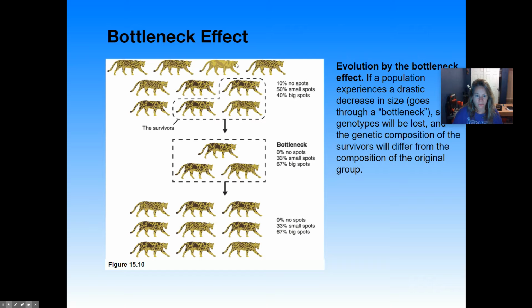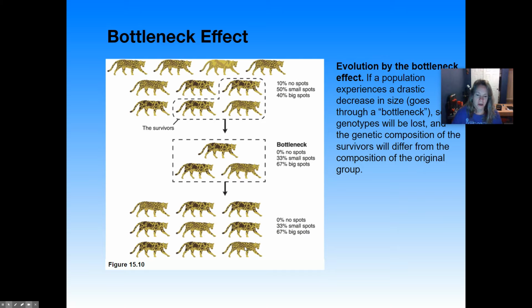So we lost this genetic diversity, this smooth, not spotted coat. Then down here we have a population that has zero spots. So we lost that diversity, and then you've got a much different combination. You've got 33% small spots instead of 50. So it definitely changed the genetic makeup.